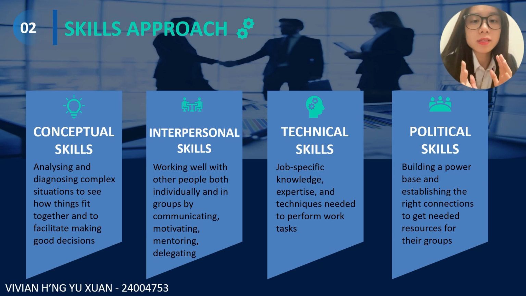And the last, political skill, refers to the ability to effectively understand others at work and to use such knowledge to influence others to act in ways that enhance organizational objectives. Political skill is important because it helps managers to build a power base and establish the right connections to get needed resources for their groups.